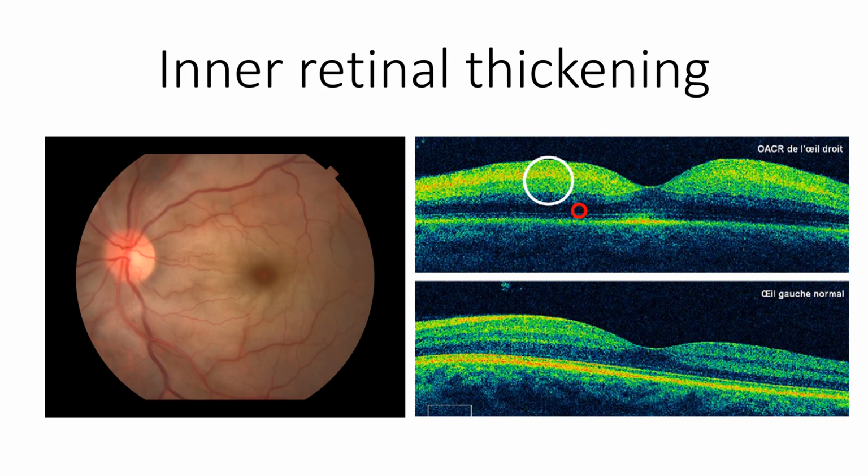Now this is inner retinal thickening, which is a sign of ischemia, a gross hypoxia in the retinal tissue. So this is inner retinal thickening, which is seen in ischemic conditions.